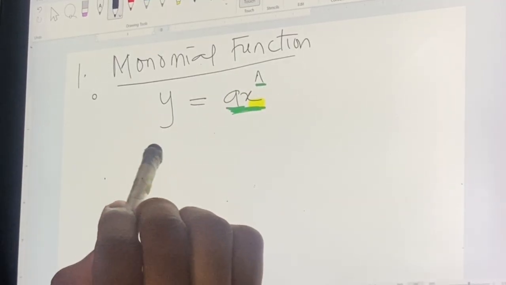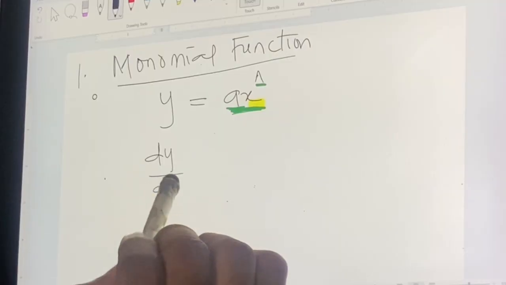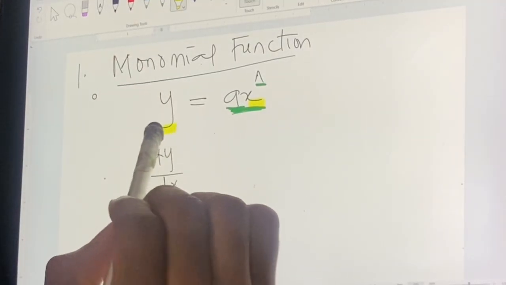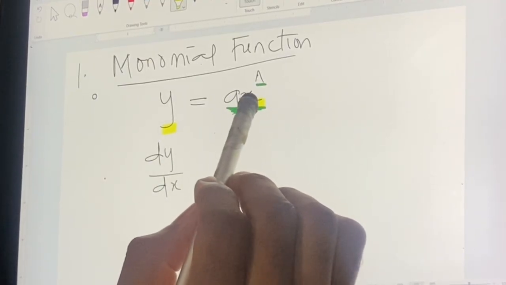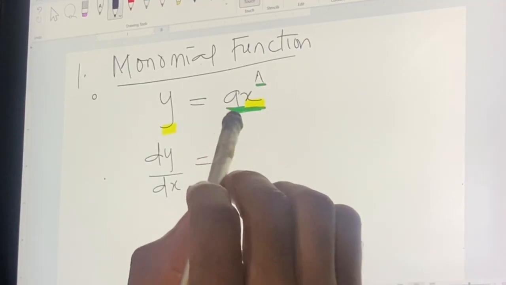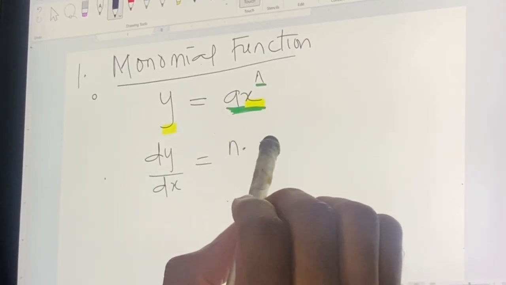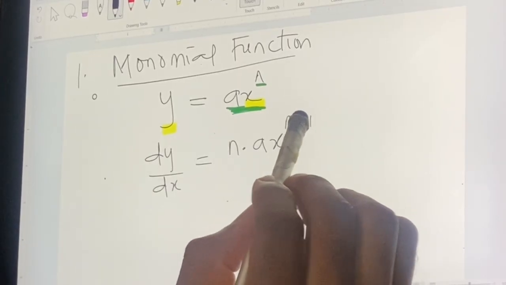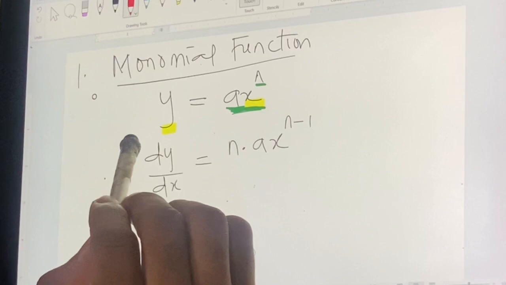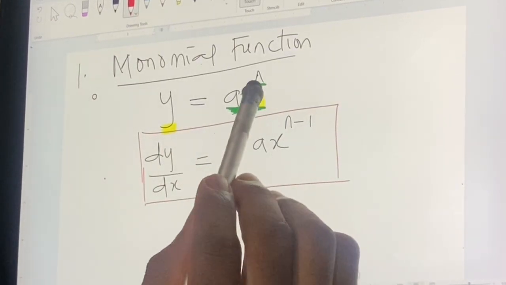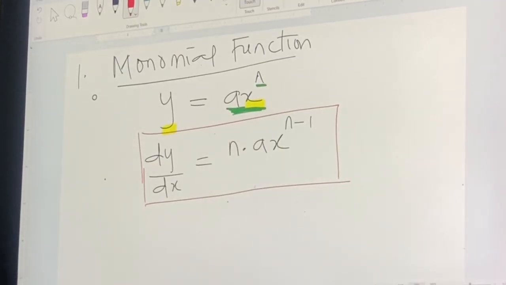I will have this to be dy over ds. Of course, we know why it is dy ds: change in dependent over change in independent, which is s. Let's differentiate. Take this power down to the base to be n times, this dot means times, a of s raised to the power of n minus 1. So class, this is the format we use to differentiate all monomial functions. Please take note: you take the power down to the base, and subtract 1 from the power.